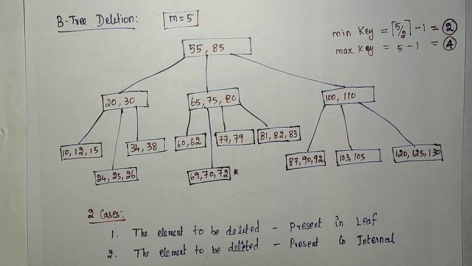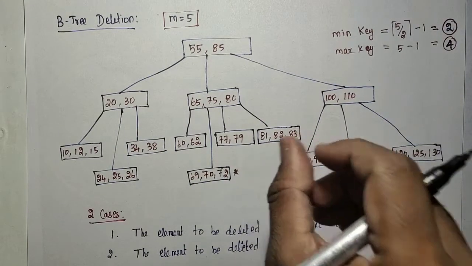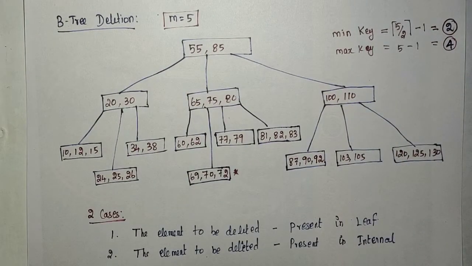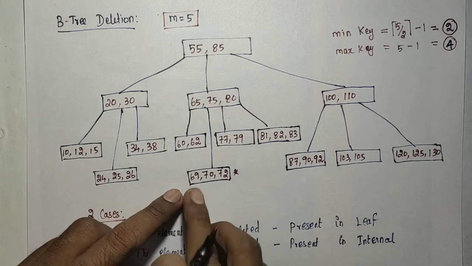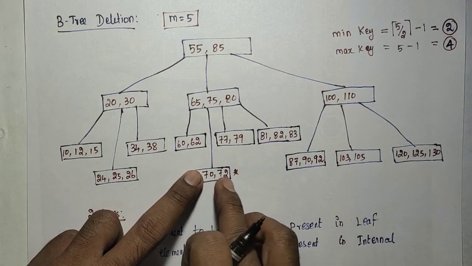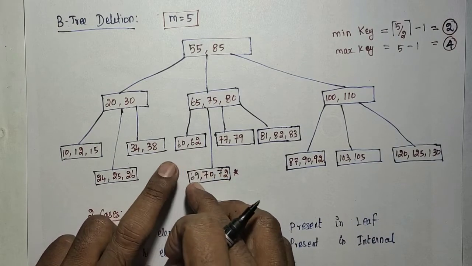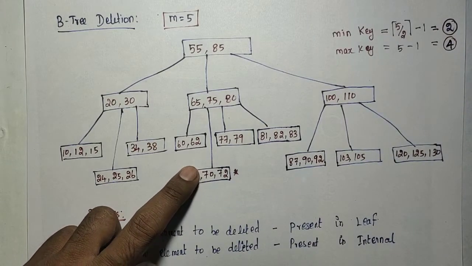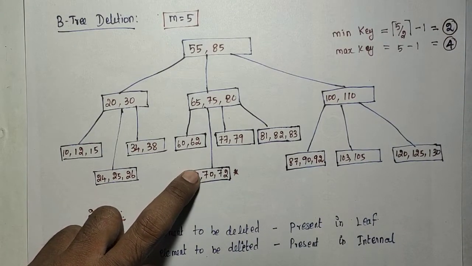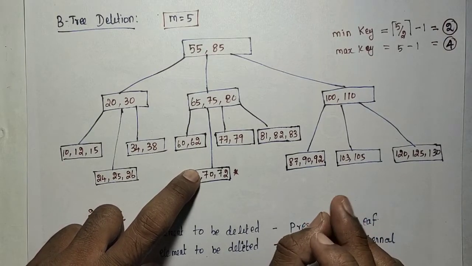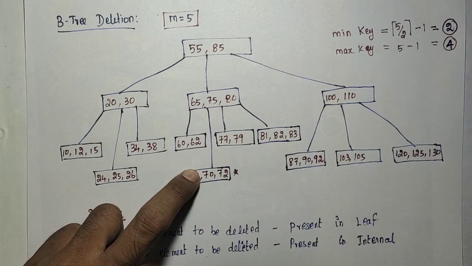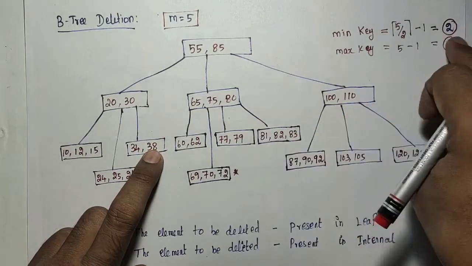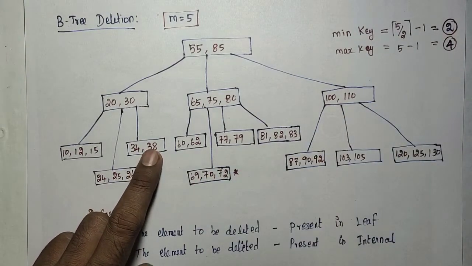Once you delete that element, if the node still satisfies the B tree property and has enough elements, so after deleting 69, leaving 70 and 72 only, it is still satisfying the B tree condition. Deleting 69 will not violate any rule in that B tree. Simply we can delete it, because this node contains more than the minimum number of elements, more than 2 elements.